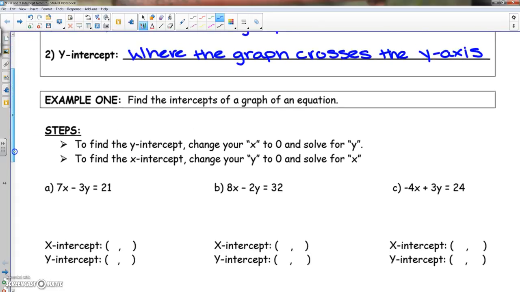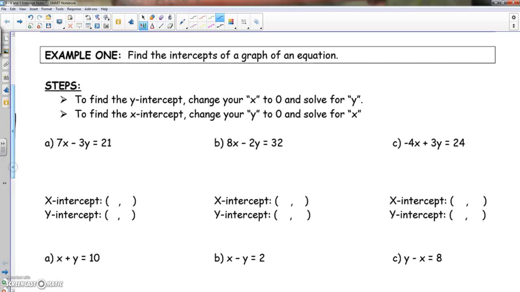Okay, so if we go down to example 1, I have a couple of steps for you to do this. It is simple. To find the y-intercept, change your x to 0 and solve for y. Vice versa. To find your x-intercept, change your y to 0 and solve for x. Okay, so what do I mean by this?